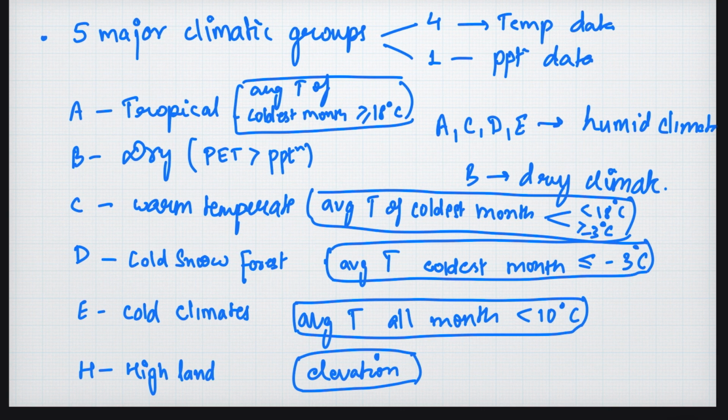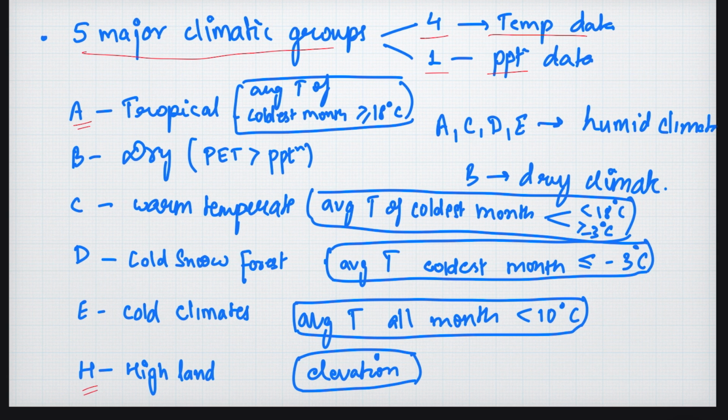He made 5 major climatic groups, in which 4 of them were based on temperature data and 1 was based on precipitation data. These are the 5 major climatic groups: A, B, C, D, E. H is the climatic classification which is based upon elevation. Now coming on to A, there are 3 levels of divisions. In the first level of divisions, the capital letters are used as symbols to denote various climatic conditions.